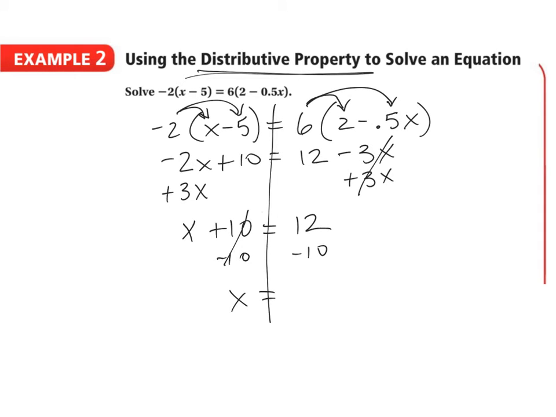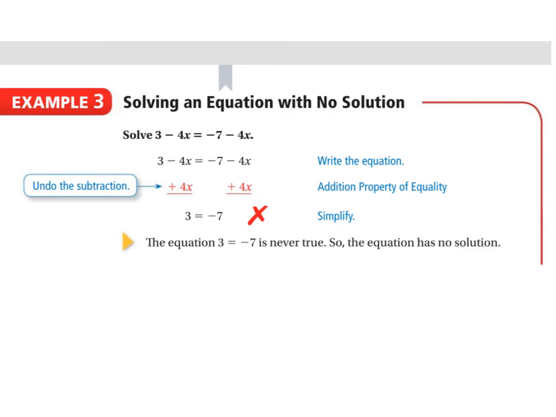And 12 minus 10 is 2. Okay? Okay, so now we're going to talk about two exceptions to the rule here, okay? And that is equations that end up having no solution and equations that have what's called infinitely many solutions. So we'll start with the ones that have no solution here.